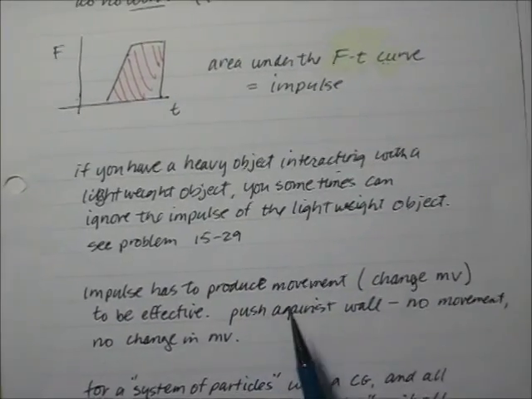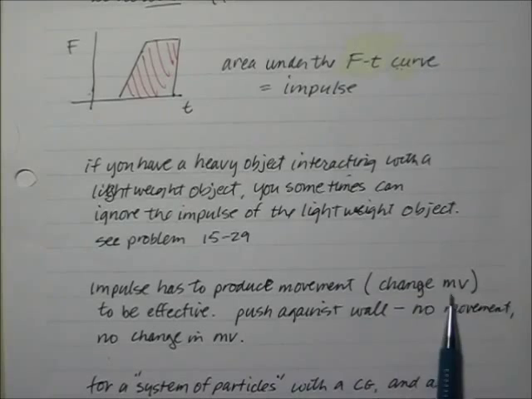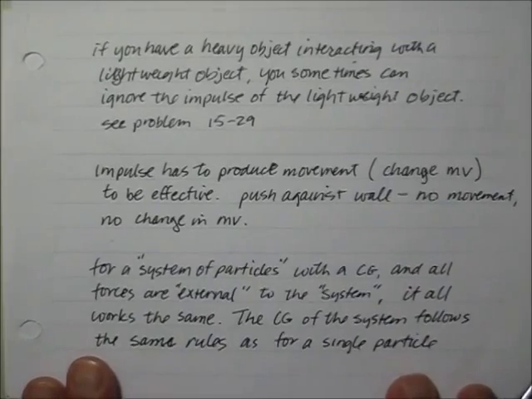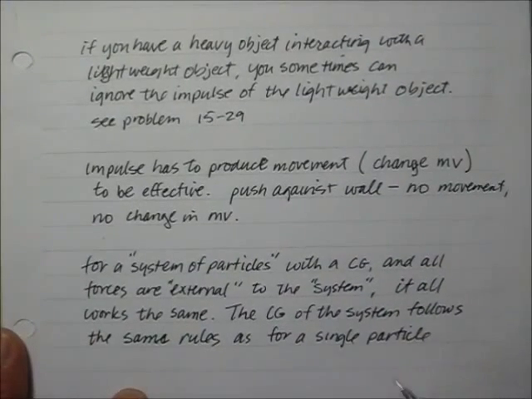Next thing is that impulse has to produce movement. In other words, it has to have some change in momentum in order to be effective. So you can push against the wall for 10 minutes, but if there is no movement, you actually haven't had any change in momentum. All right, and lastly, sometimes there will be systems of particles with a center of gravity. So a system of particles could be two objects, or it could be more.